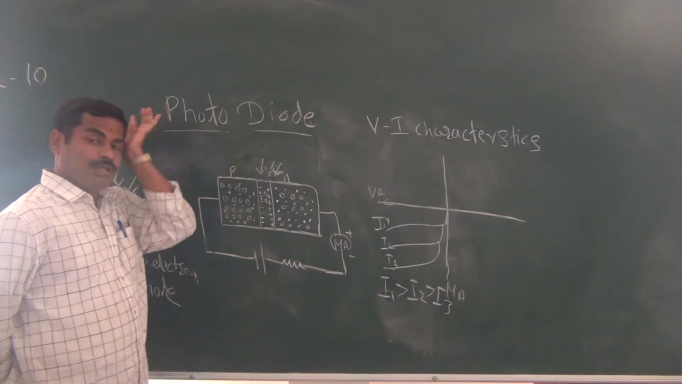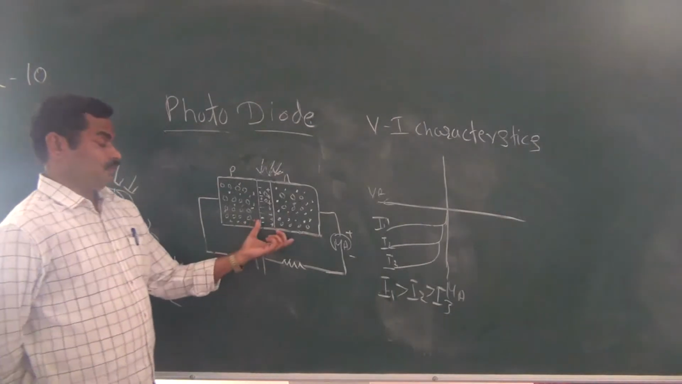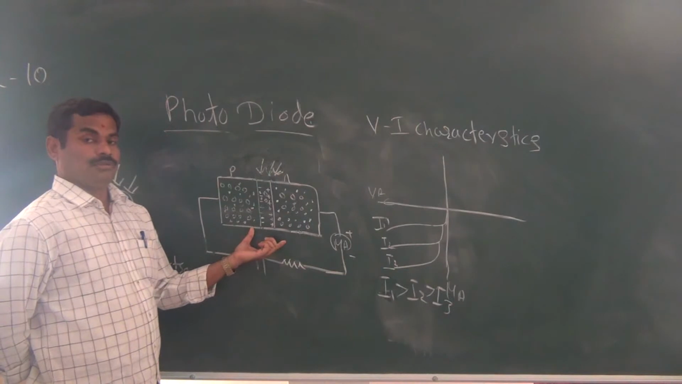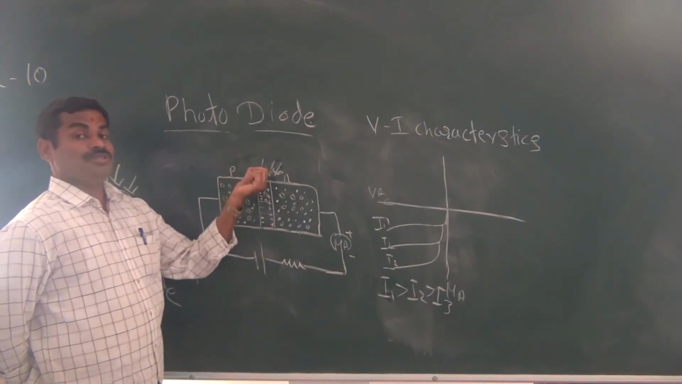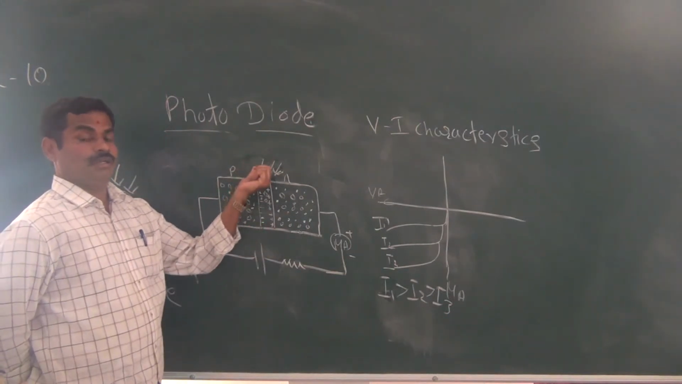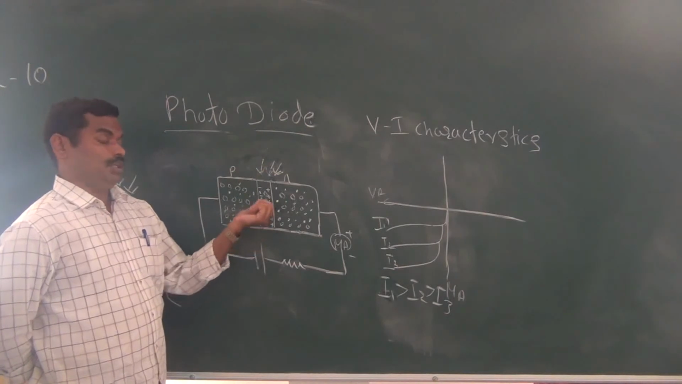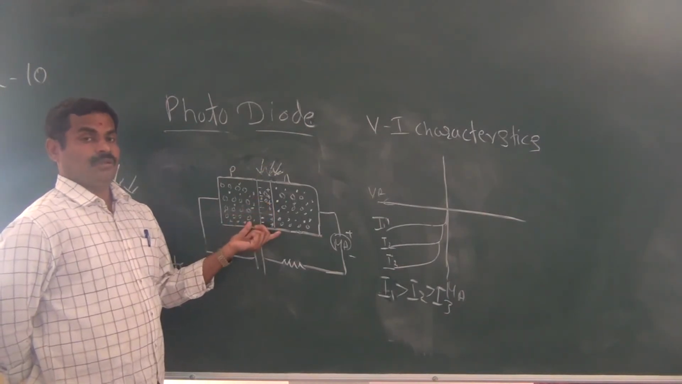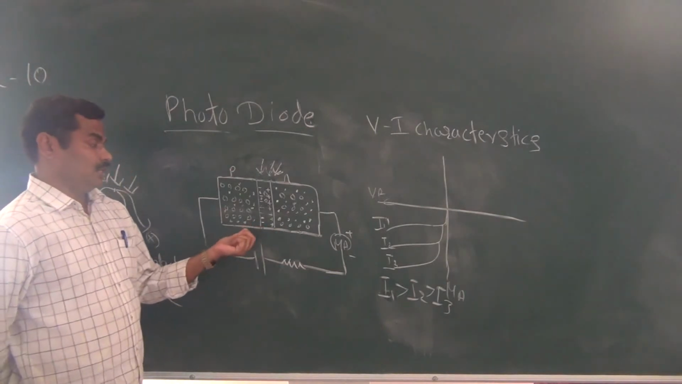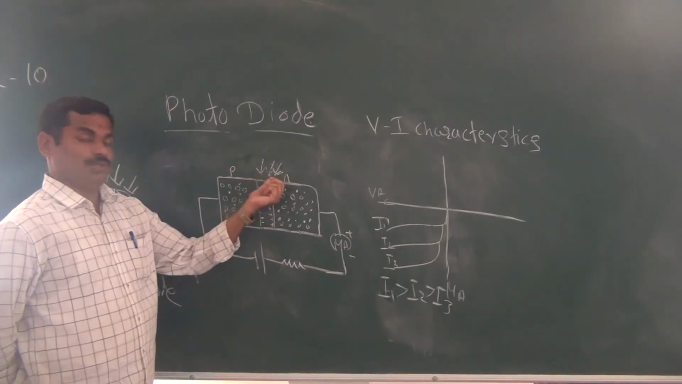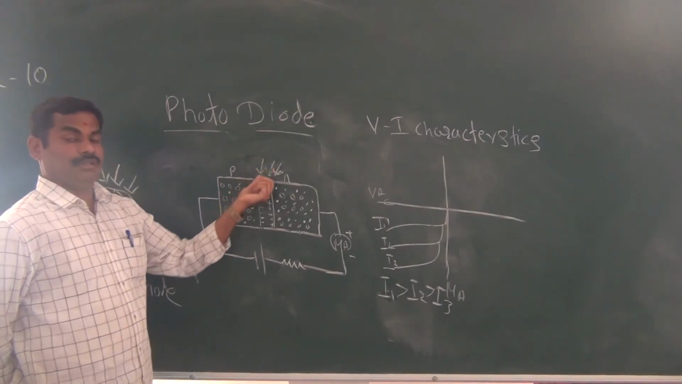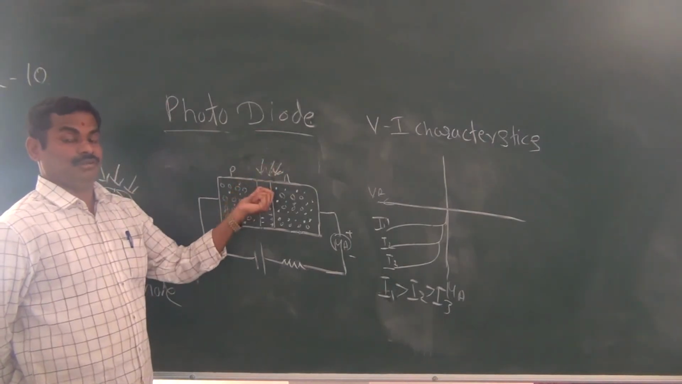Keep it in mind, the first important thing: the photodiode conducts in reverse bias, and it depends upon the incident light, the falling of the light on the junction. It works on the principle of the inner photoelectric effect. And as I said, it contains a transparent window, where the light strikes.